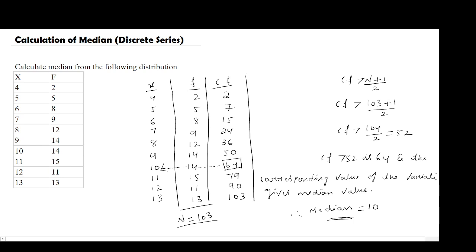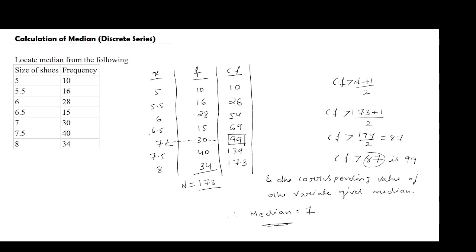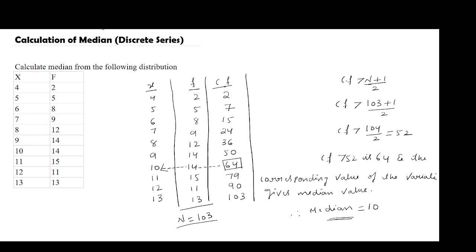So this is how the median should be calculated for case number 2, that is when discrete series are given. So I have explained this second case, that is discrete series, for calculation of median using 2 examples. I hope you understood this particular example. So keep practicing so that you'll understand better.